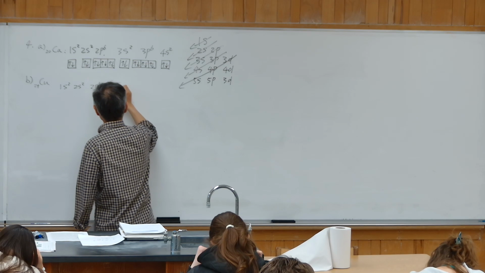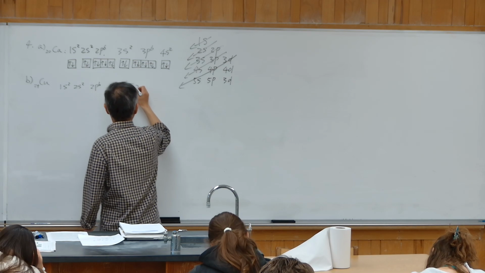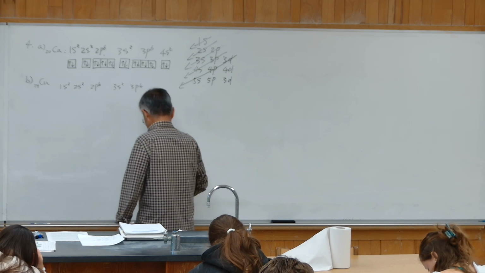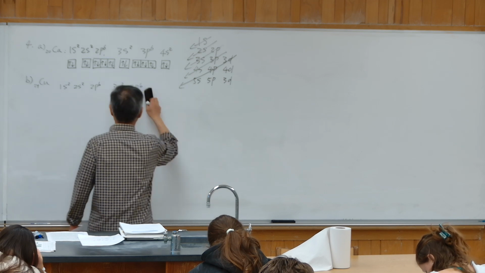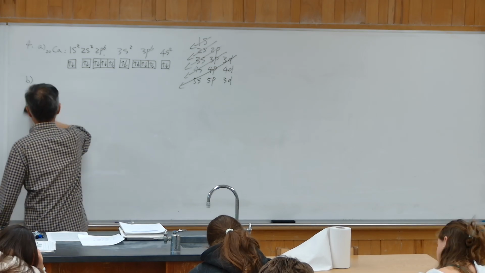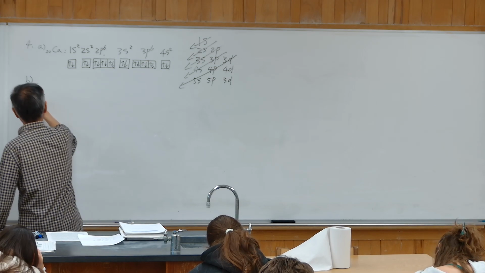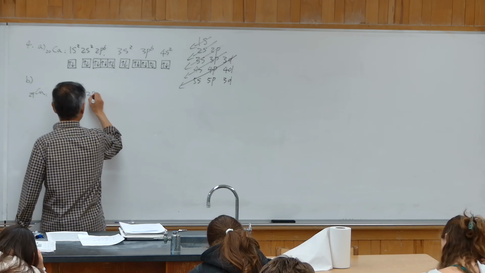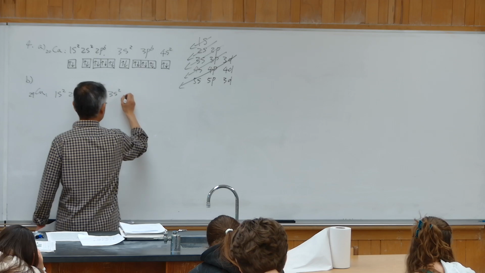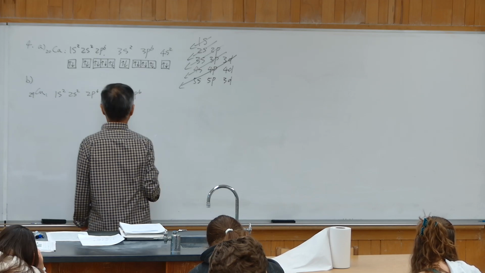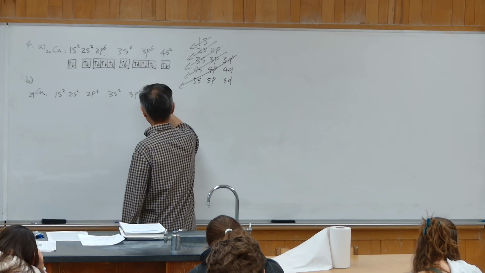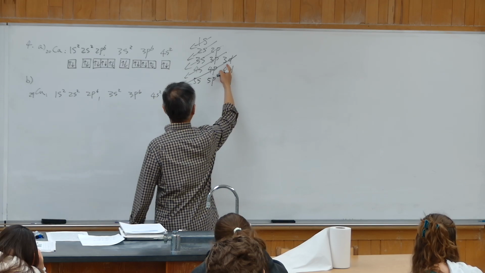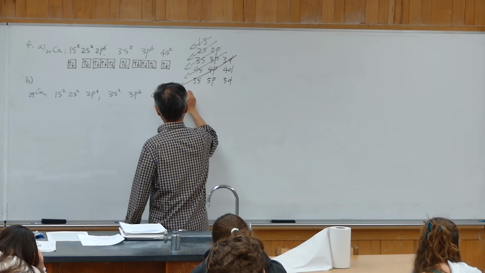Then 3s2, 3p6, followed by, we need more space here. Let me write it lower. So copper 29: 1s2, 2s2, then 2p6, then 3s2, 3p6. Now here leave 4s2, that's 20, right? Then left over 3d, only 9.